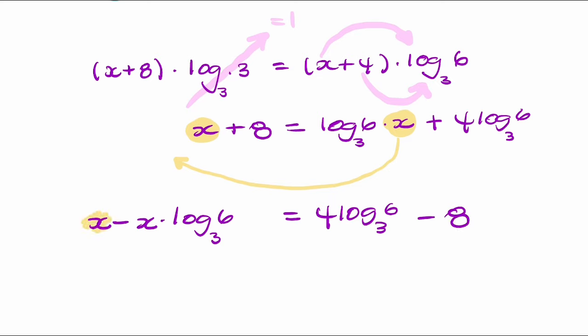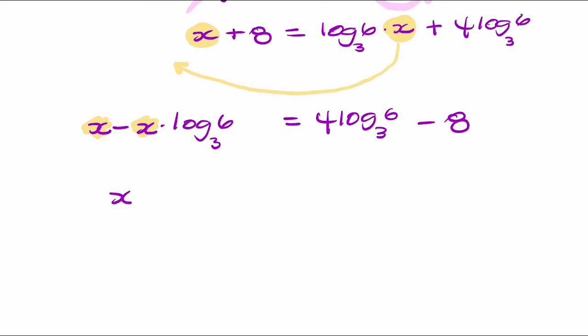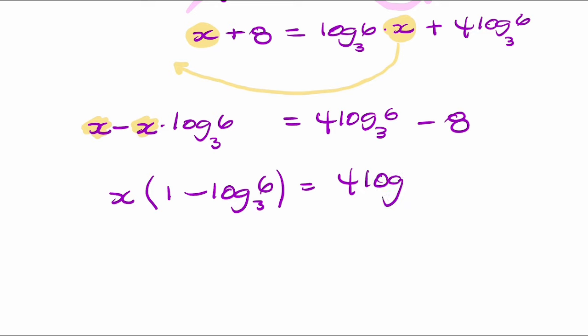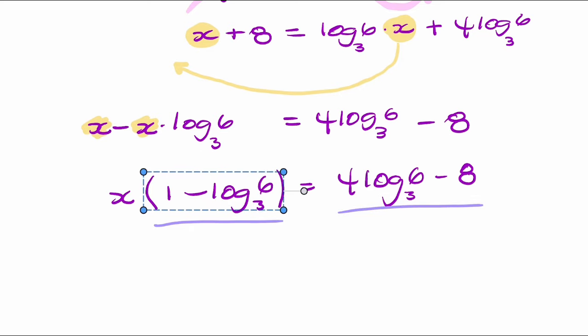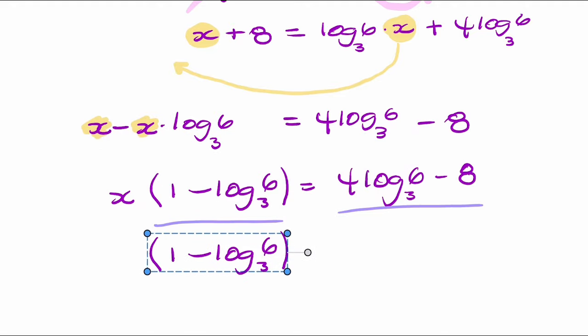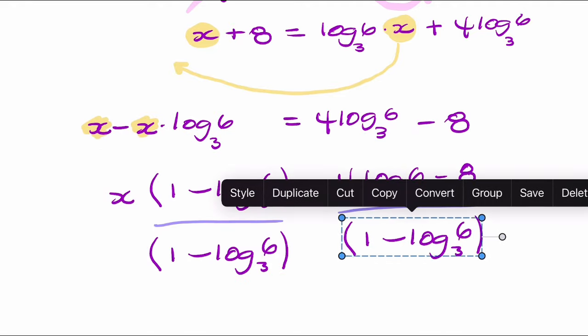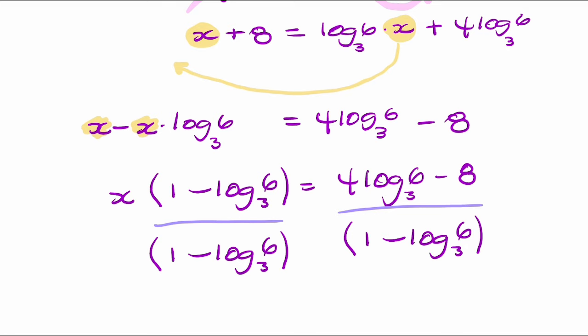And remember, we're looking for x, so you can take x as a common factor, x into 1 minus log 6 equals 4 log 6 minus 8. Now, because you're looking for x, you can divide both sides by this thing which isn't x. So you can divide both sides by that. And that allows you to cancel that with that.